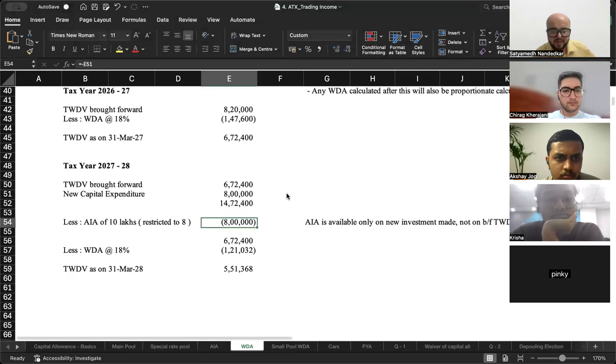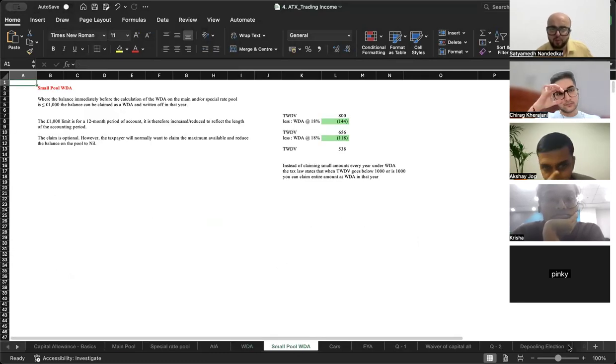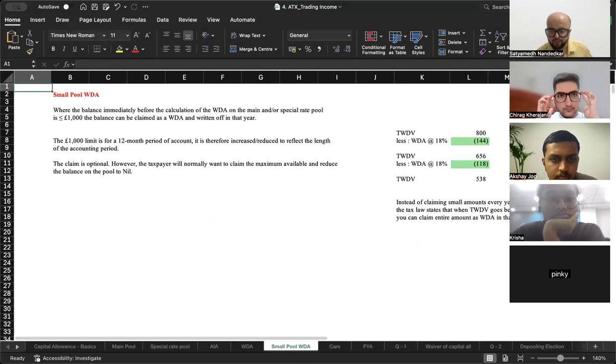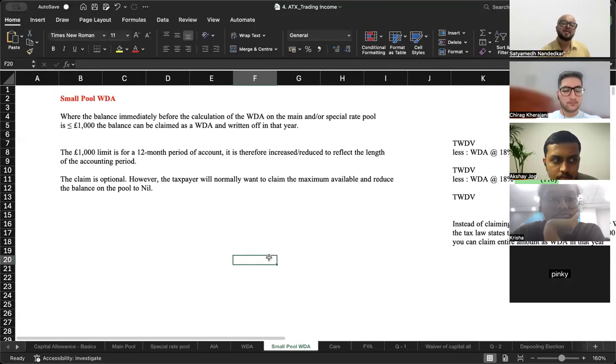Now, what comes after this? The small pool WDA, where the balance immediately before the calculation of WDA on the main or special rate pool is less than £1,000, the balance can be claimed as WDA and written off in that year. The £1,000 limit is for a 12-month period of account. It is therefore increased or reduced to reflect the length of the accounting period.